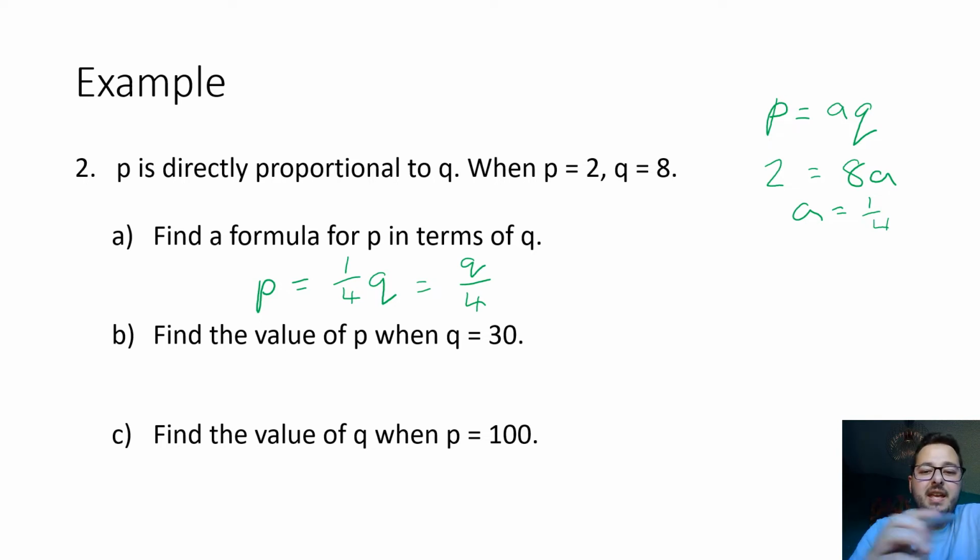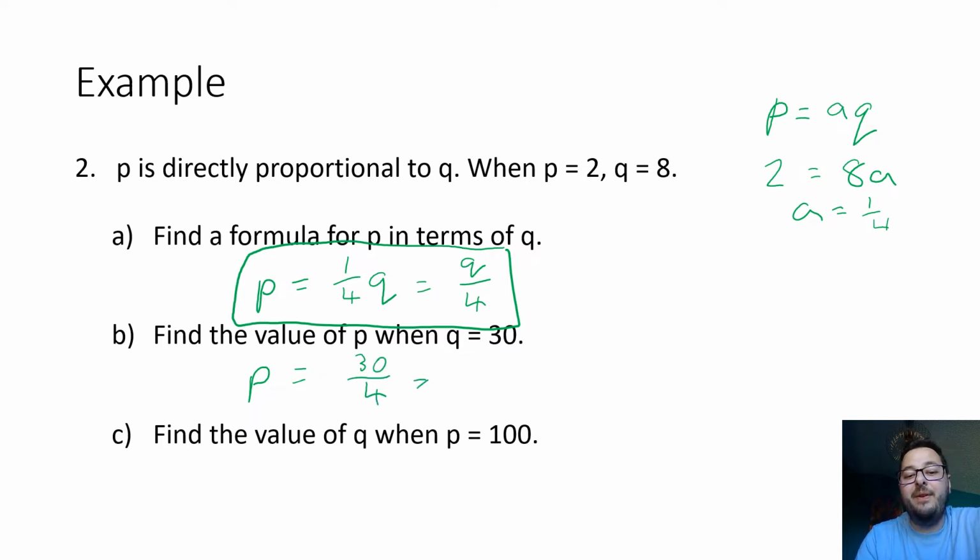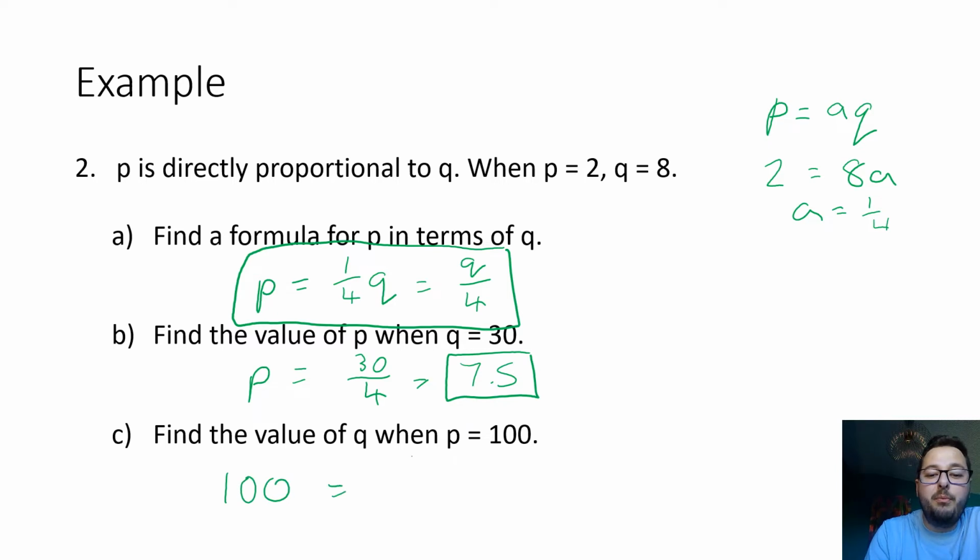Okay, let's just box this off because that's our answer. Then it says find the value of P when Q is 30. So P is going to be 30 divided by 4. Well, half of 30 is 15 and half of 15 is 7.5. And then finally for this question, find the value of Q when P is 100. So 100 is something over 4. Well, what divided by 4 is 100? It's got to be 400. So Q is 400, because 400 divided by 4 is going to give you 100.